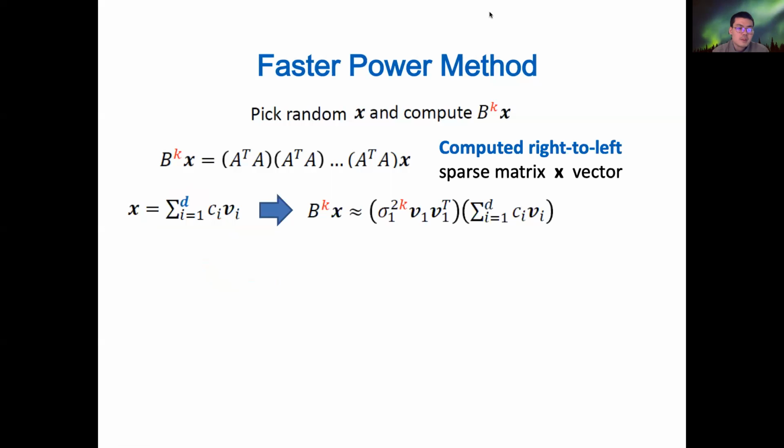Then let's consider what we computed here. What will it be? Firstly, we know that B^k, after k iterations, will be almost equal to the major component. And we multiply it by x, which we have written out like this. So what do we have?